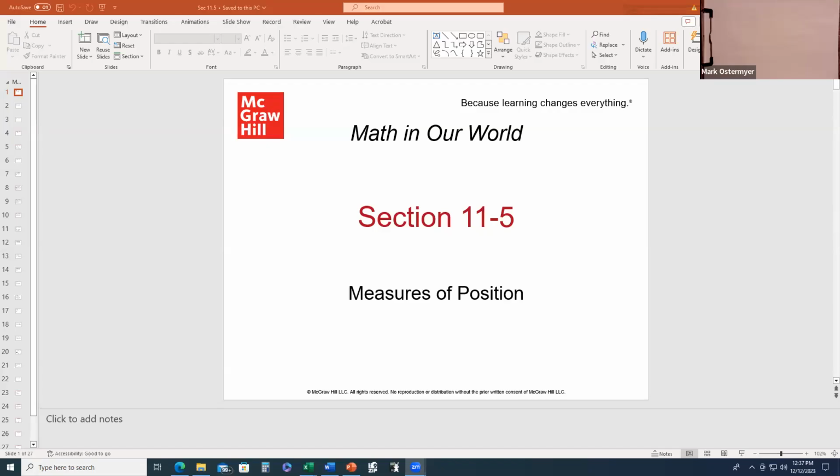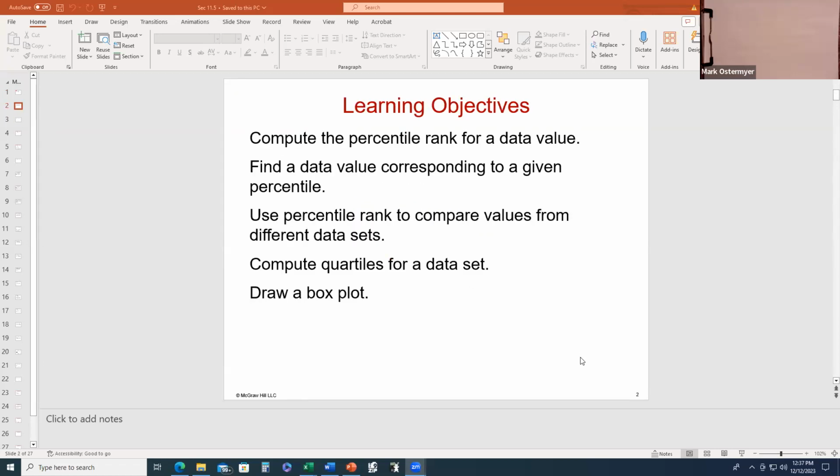All right, so measures of position, 11.5. By the time we get done with this section, hopefully we can compute the percentile rank for a data value. And we can actually find a data value that corresponds to a certain percentile rank within a data set. And the nice thing about percentiles is we can compare values from different data sets. And so we can level the playing field, per se, when we compute percentiles to see which person maybe scored better on a respective exam for a different class or a different school or institution or something like that.